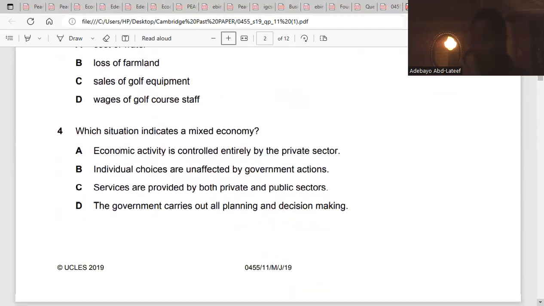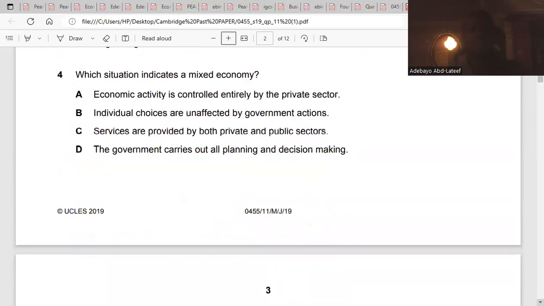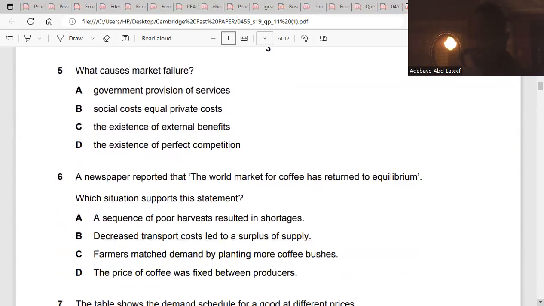We go for 4, which situation indicates a mixed economy. So when I talk about a mixed economy, it means there's the combination of the private sector and the public sector. So there's privatization and nationalization. Both government and individuals, firms are working together. That's a mixed economy. So resources are allocated through the government and at the same time, the private individuals or firms. So the answer is services are provided by both private and public sectors. C.